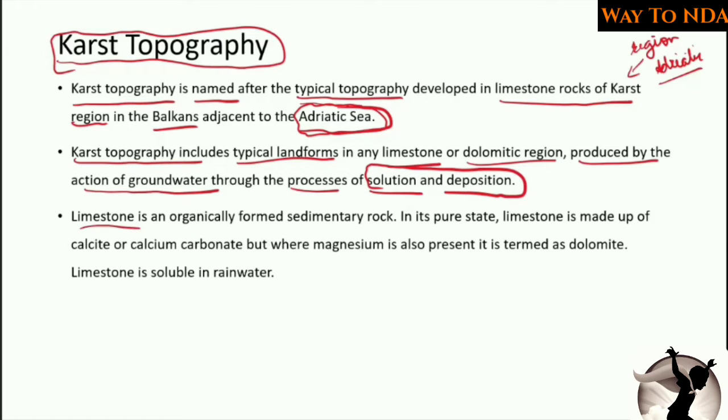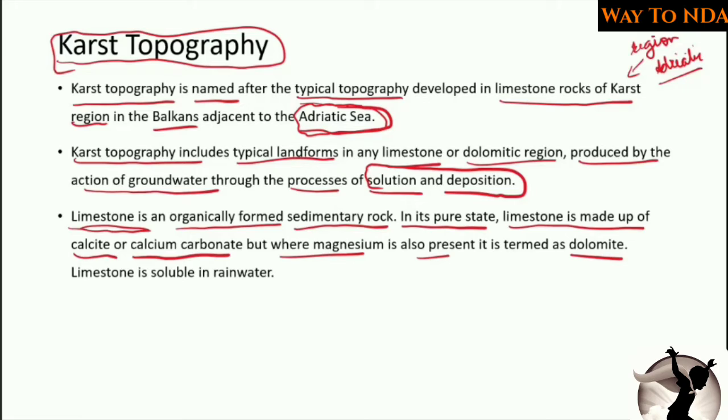So the limestone is an organically formed sedimentary rock. Now you should remember that karst topography mainly takes place in the limestone area, the rocks which are made up of limestone. In its pure state, limestone is made up of calcite or calcium carbonate, but where magnesium is also present, it is termed as dolomite. When magnesium is present in the calcium carbonate, that is in the limestone, it is called dolomite.